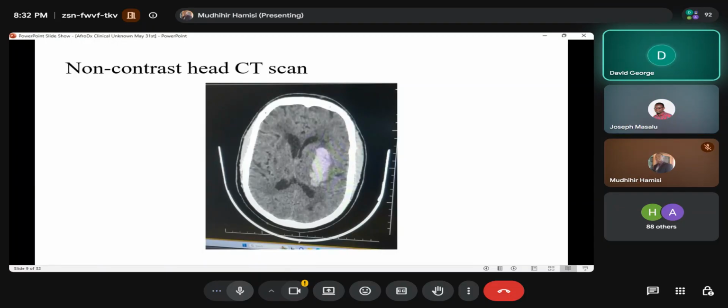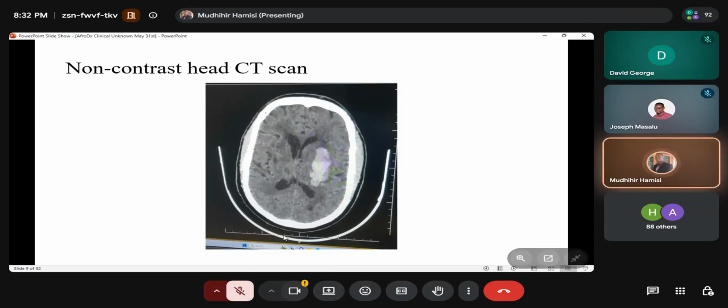Mudhihir, when you speak, unmute yourself. I muted you when Joseph was speaking to increase audibility. Okay, I didn't know if it mutes automatically. Okay, Dr. Joseph, that is the CT.